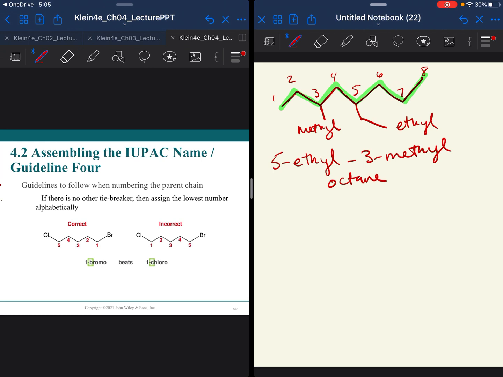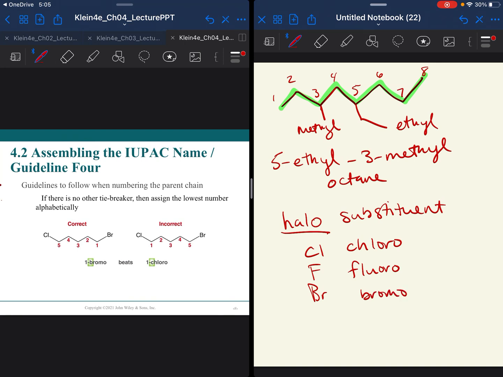Now, they're throwing in some halogens here, but they haven't told you about halogens. So halogens are always going to be halo substituents. So you're going to have chloro, fluoro, bromo, and what am I missing? Oh, iodo. So you're going to add those to things you need to know for naming substituents. They're always substituents. They're never the parent.